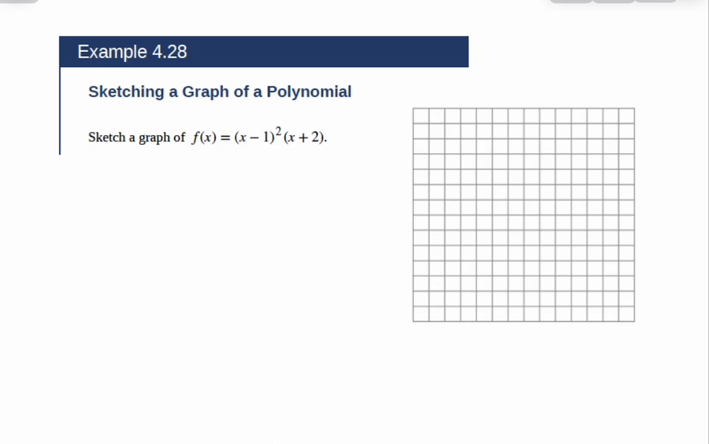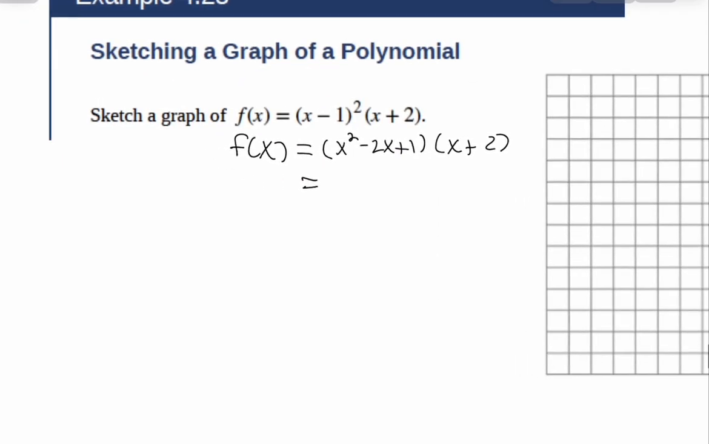Now, we should recognize that this is a polynomial. If it's in factored form, that's going to really help us with the intercepts. But let's actually multiply it all out so we can get that lead term. This would be x squared minus 2x plus 1. And then finally, we're going to get x cubed plus 2x squared minus 2x squared minus 4x plus x plus 2, which is x cubed minus 3x plus 2.